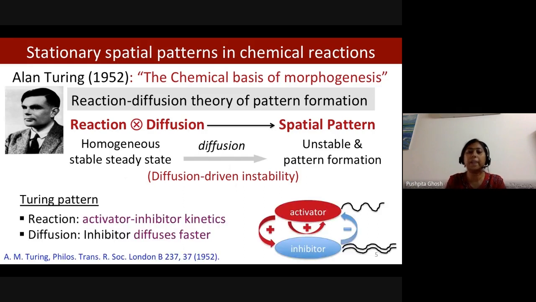So the conditions are like that in an interacting two variable system. Let's say there are two interacting species, and they follow activator inhibitor kinetics. So the reaction is, let's say, autocatalytic, and one of the species activates its own production and also activates the inhibitor, and the inhibitor inhibits the activator. And at the same time, if the inhibitor diffuses faster compared to the activator, under such certain conditions, it may lead to the diffusion driven instability. So this is the whole idea, and it seems apparently very simple. But achieving these conditions in a realistic situation in a chemical reaction is not very easy.